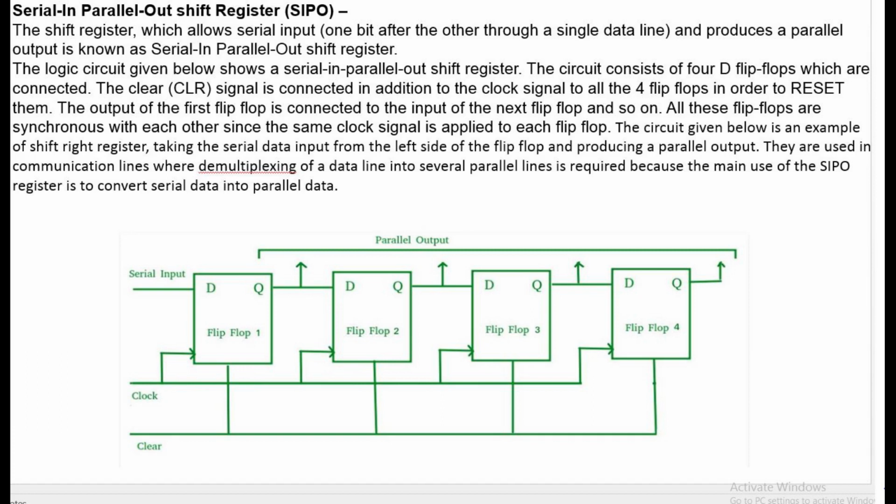The output of the first flip-flop is connected to the input of the next flip-flop, and so on. All these flip-flops are synchronous with each other since the same clock signal is applied to each flip-flop. The circuit given below is an example of a shift right register taking input from the left side of the flip-flop and producing parallel output. They are used in communication lines where demultiplexing of a data line into several parallel lines is required, because the main use of a SIPO register is to convert serial data into parallel data.